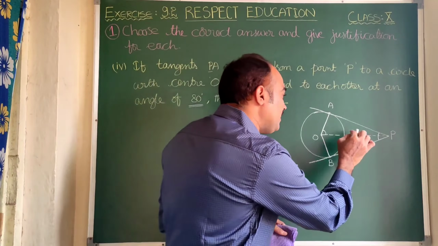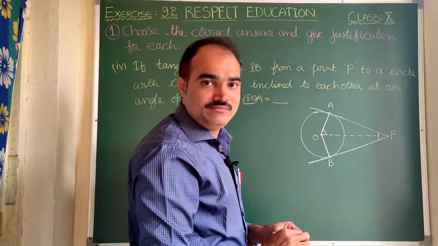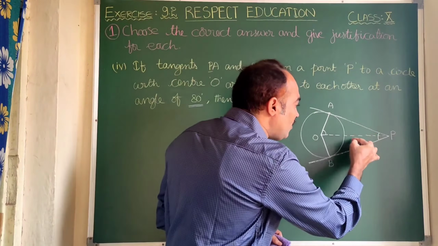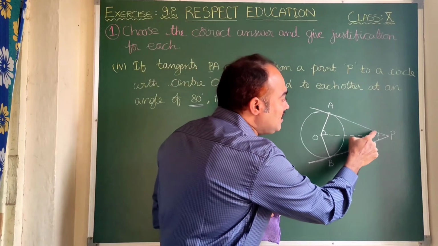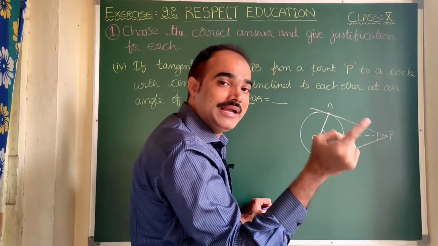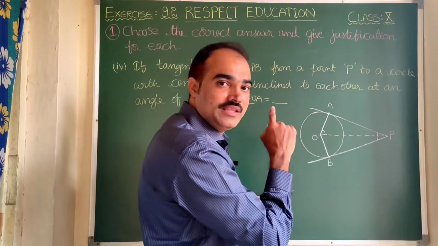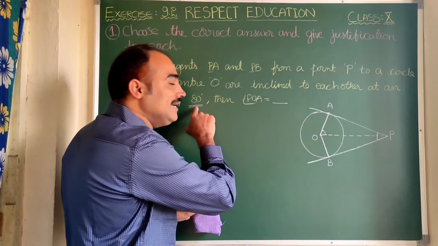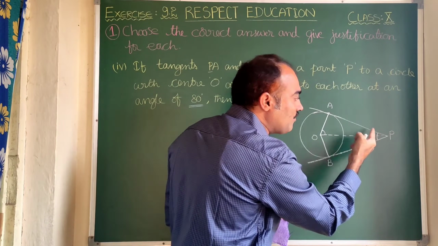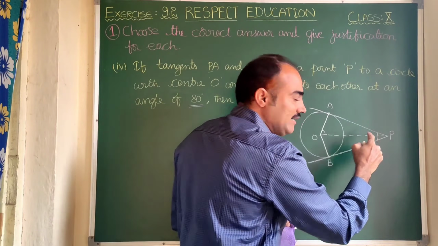So first we are able to prove these two are congruent. What do we get? If these two are congruent, then these two angles will be corresponding parts of the congruent triangles. Means by CPCT, these two angles will be equal. That means this 80 degrees can be split equally. Here 40, here 40. Is it clear? Here 40 degrees and here 40 degrees.